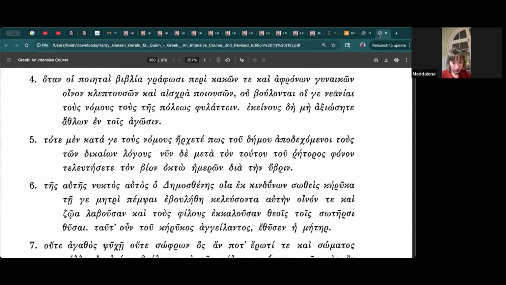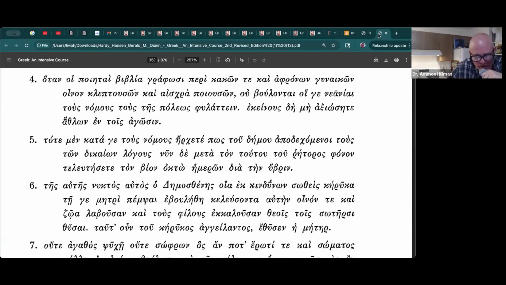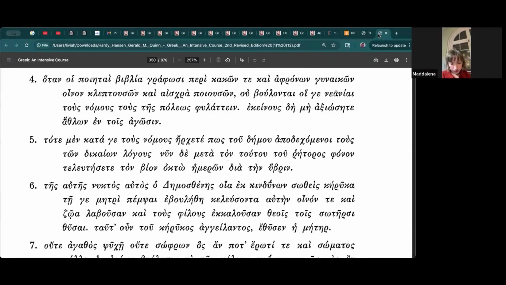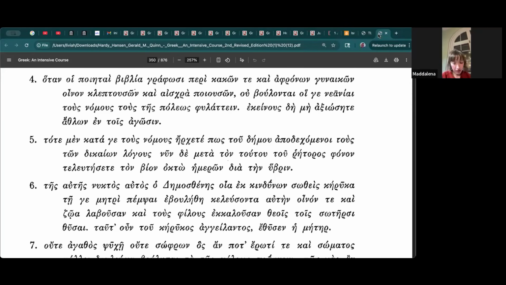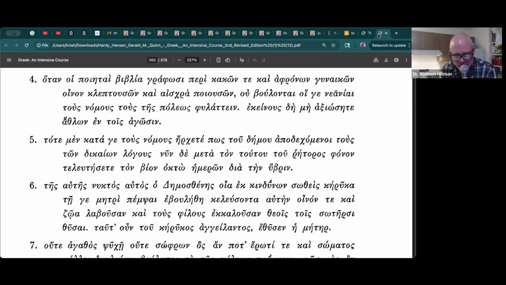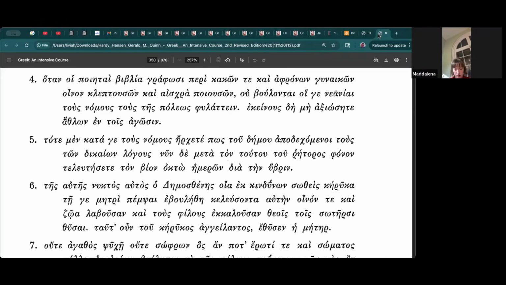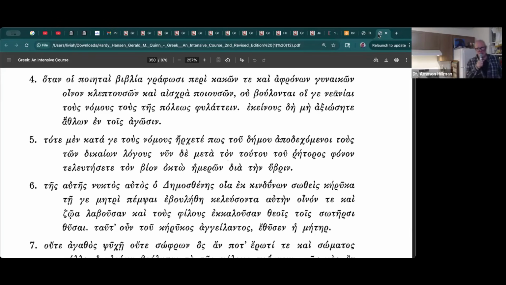Is it axiousthe? What form is that? Look at that ending on it. What kind of ending is that? Aorist what? Indicative, subjunctive, optative, imperative? What kind of mood is that?